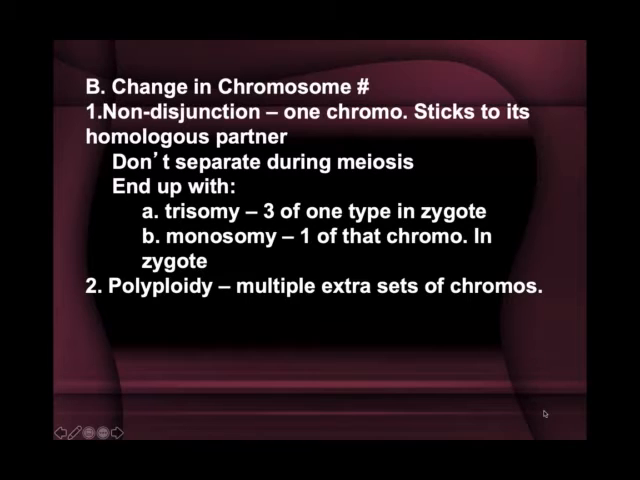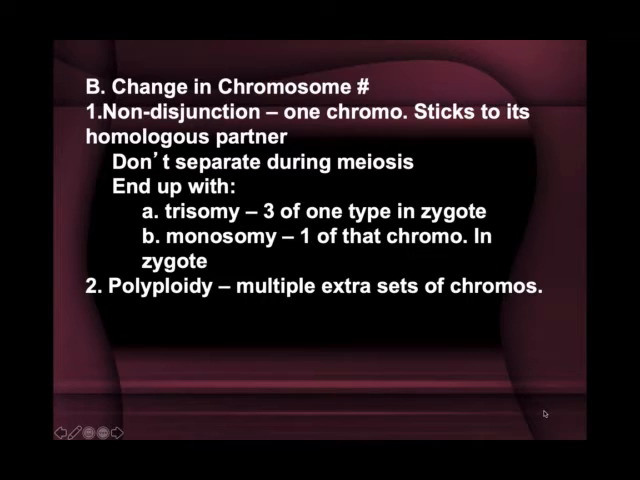Polyploidy is not something that happens in humans. Polyploidy is not just when you have an extra chromosome, you have an extra whole set of chromosomes. When that happens in humans, the zygote doesn't develop. It just dies because it's too much information. Polyploidy does not occur in most organisms successfully.